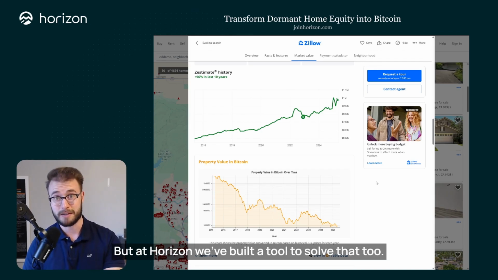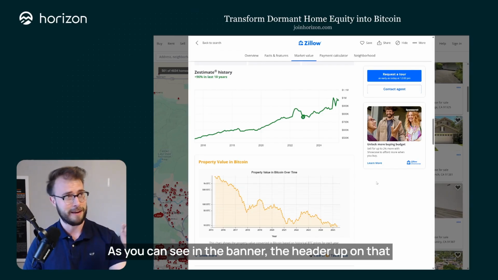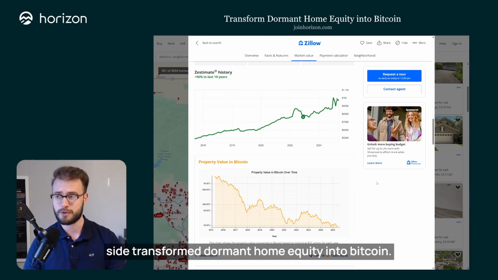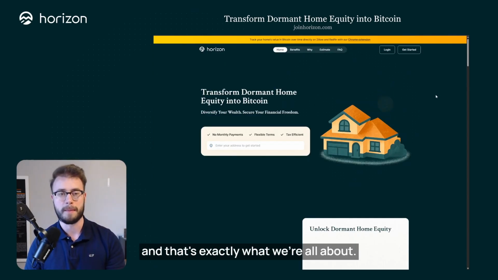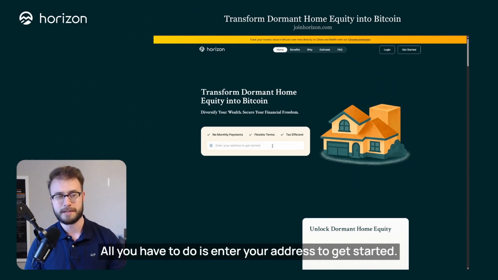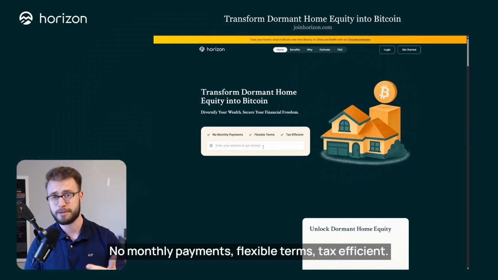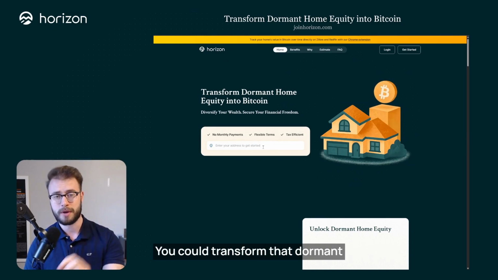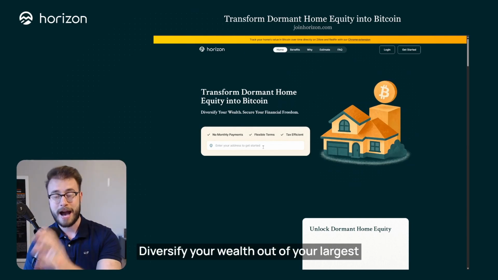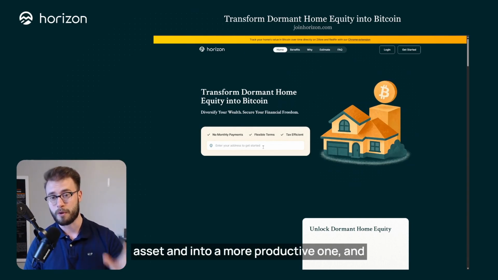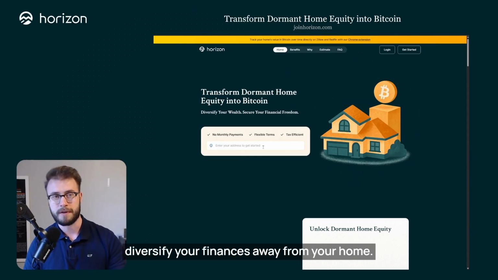But at Horizon, we've built a tool to solve that too. As you can see in the banner, the header up on that side, transform dormant home equity into Bitcoin. And now I'm over here on the website, and that's exactly what we're all about. All you have to do is enter your address to get started. No monthly payments, flexible terms, tax efficient. You could transform that dormant home equity into Bitcoin, diversify your wealth out of your largest asset and into a more productive one, and diversify your finances away from your home.